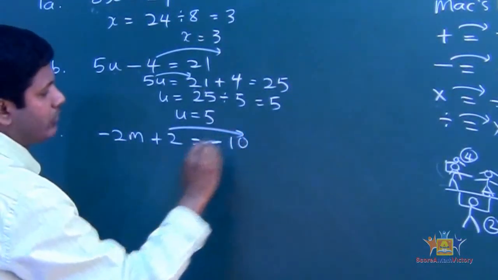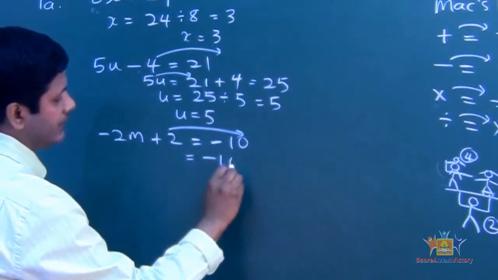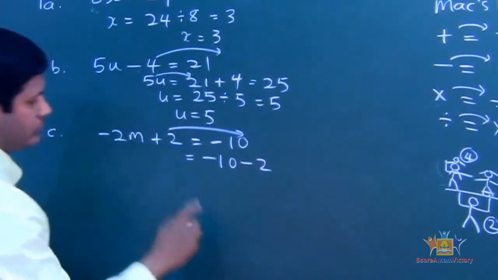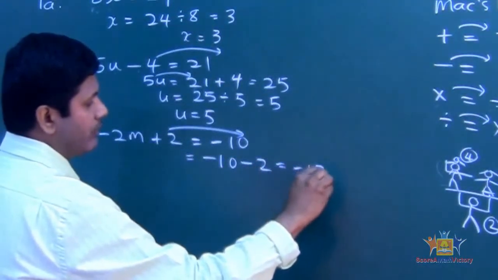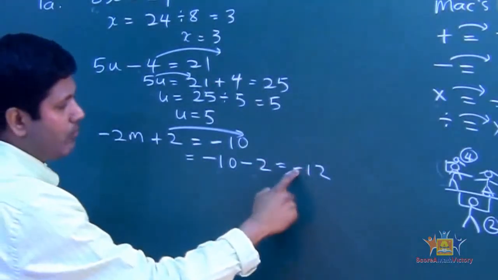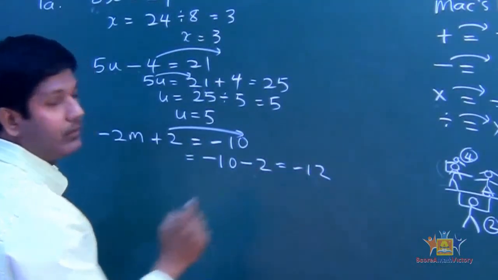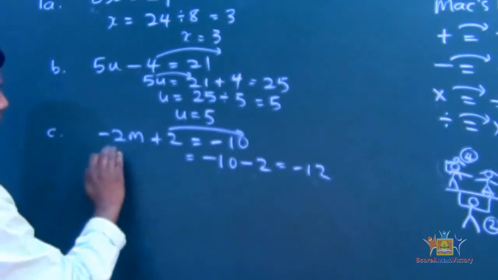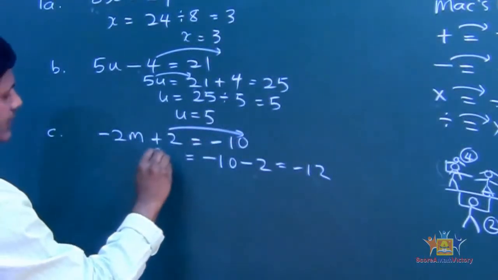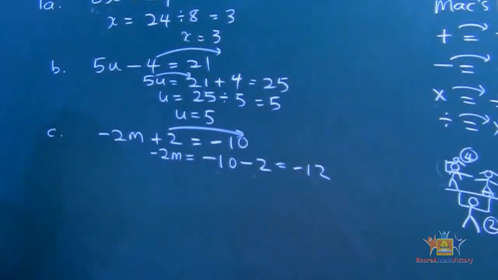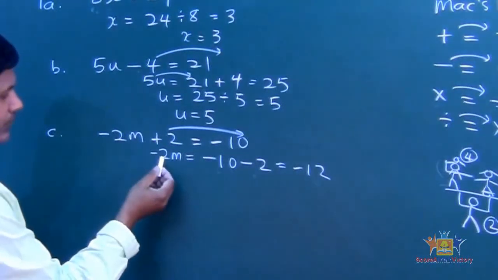Plus across the bridge becomes minus: -10 minus 2. So that gives me -12, because I owe more. So that 10 plus 2 is 12. Alright, so what's left? Only this, because I've already taken the 2 across. Left is -2m. So now who got to go?